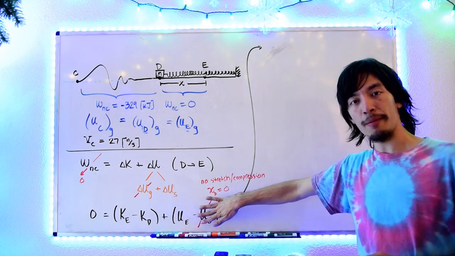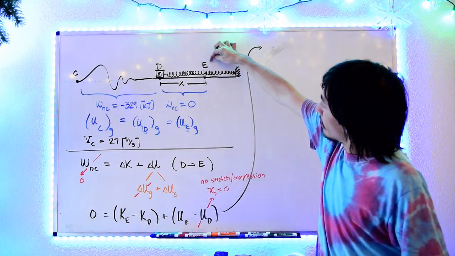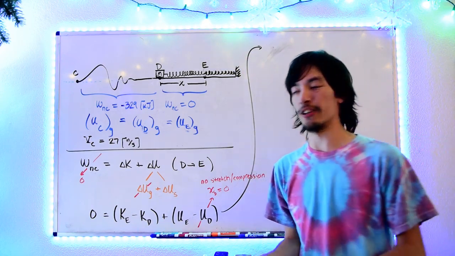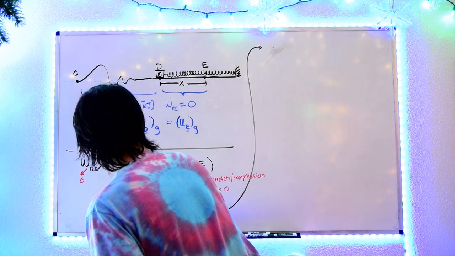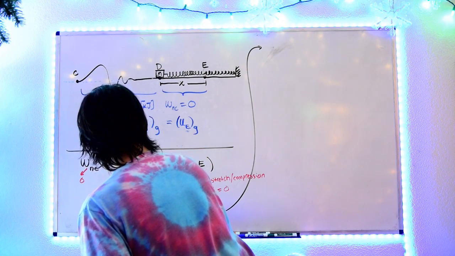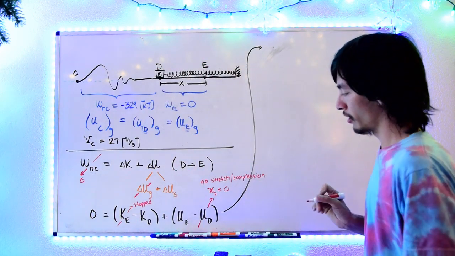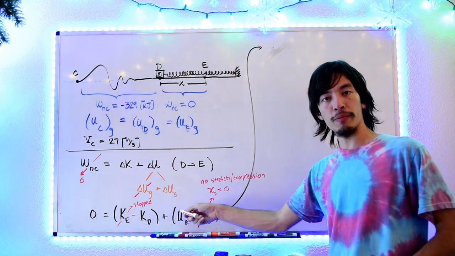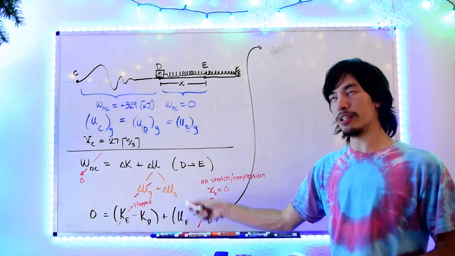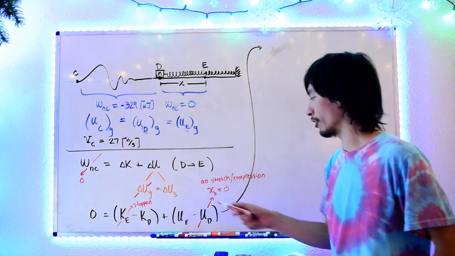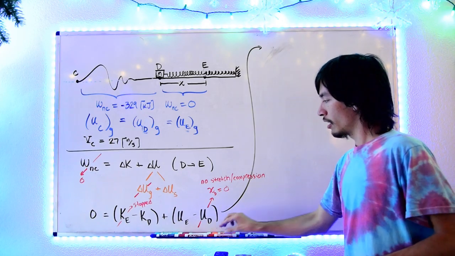So we can get rid of that. At point E, we know that we want the object to stop, so it has no kinetic energy. We can get rid of KE because it's stopped. And we do have the spring potential energy at E because we have now compressed the spring some distance. So we have stored potential energy in it.